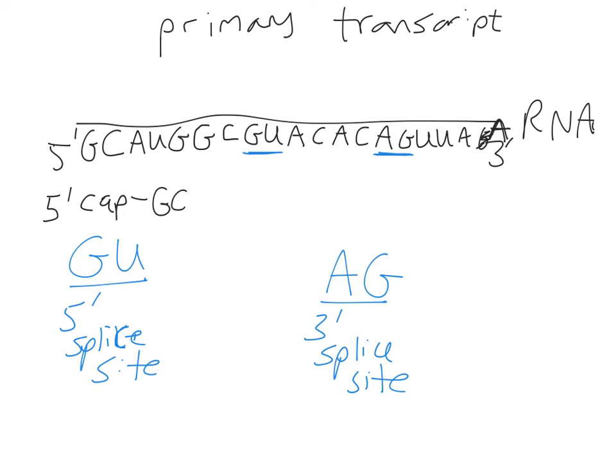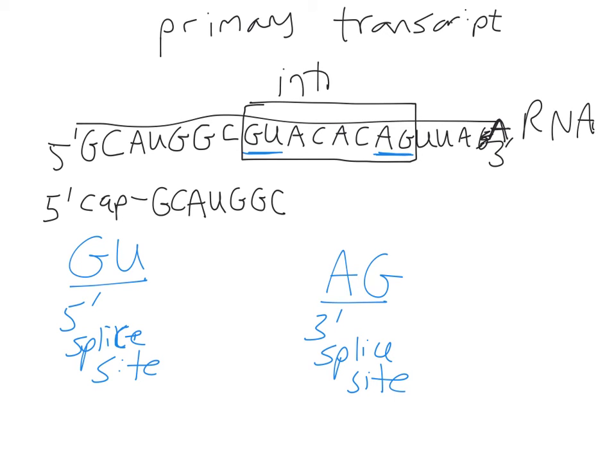Okay, so GC, we're going to start reading from the 5' end. C. And then what happens in splicing is that whole intron gets removed, and the two exons, the things that are flanking the intron, get stuck together, spliced together. Right? That's why it's called splicing. So what comes after that C that's not part of the intron? U. U, A, A.